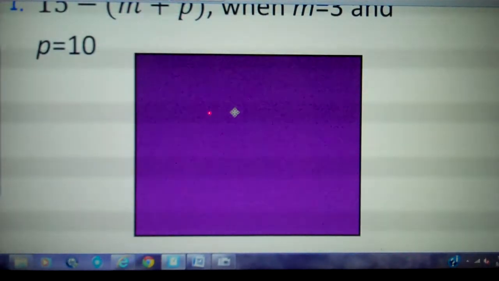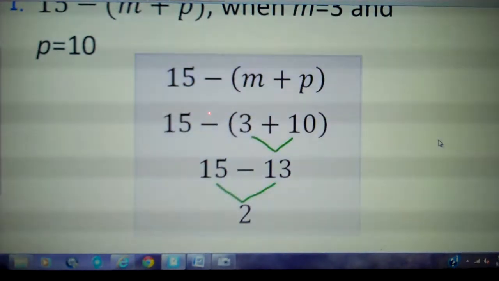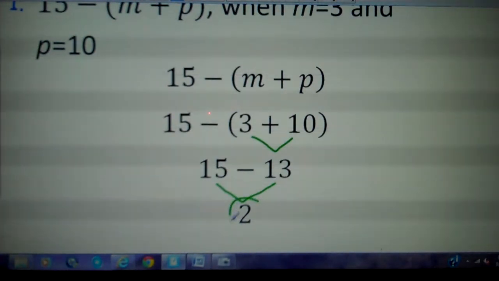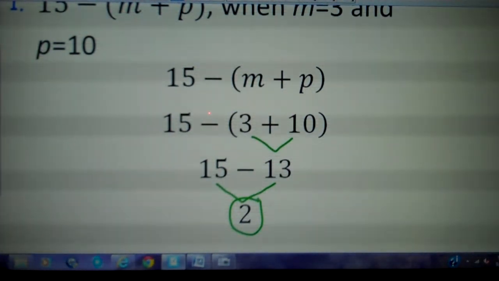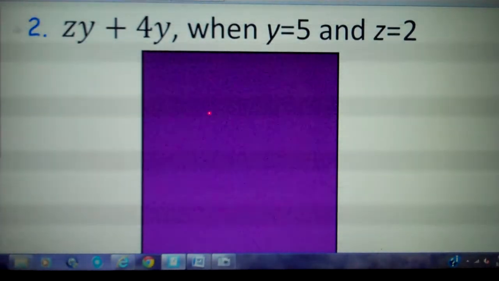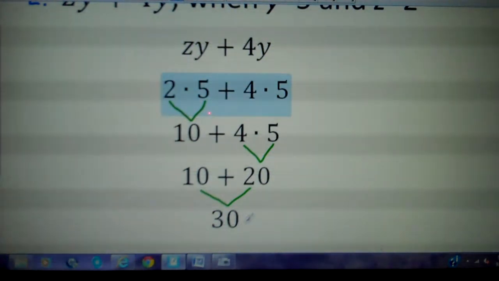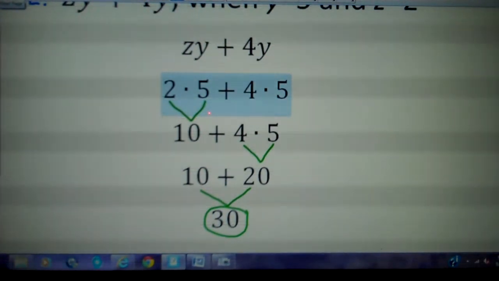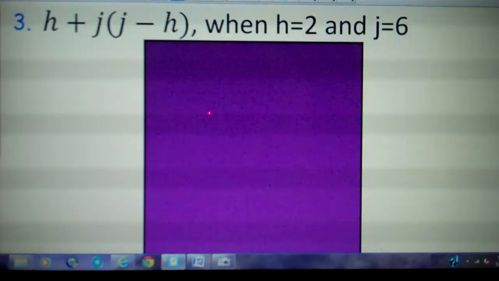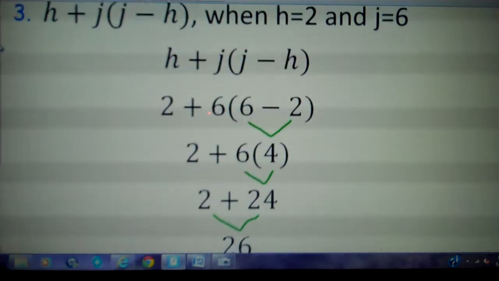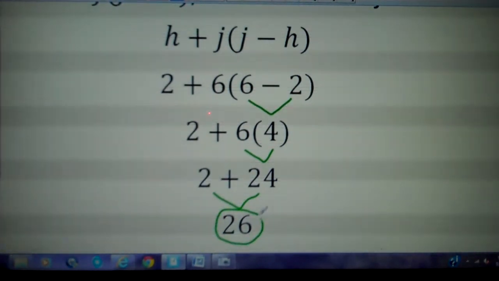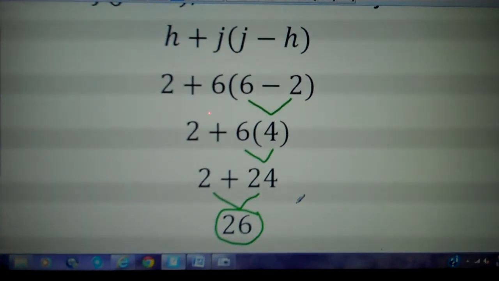Here is the answer to question 1. Check your answer and make sure you're correct. Final answer is 2. The answer to number 2, pause the video if you need to check your work, is 30. And the answer to number 3 is 26.